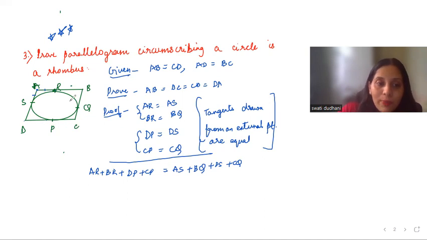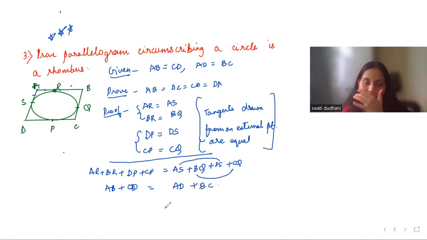So AR plus BR is AB, DP plus CP is CD. So here we have AB plus CD. Next, AS plus BQ. I can take this AS plus SD. AS plus SD is AD, and BQ plus CQ is BC. I hope this is clear till here.